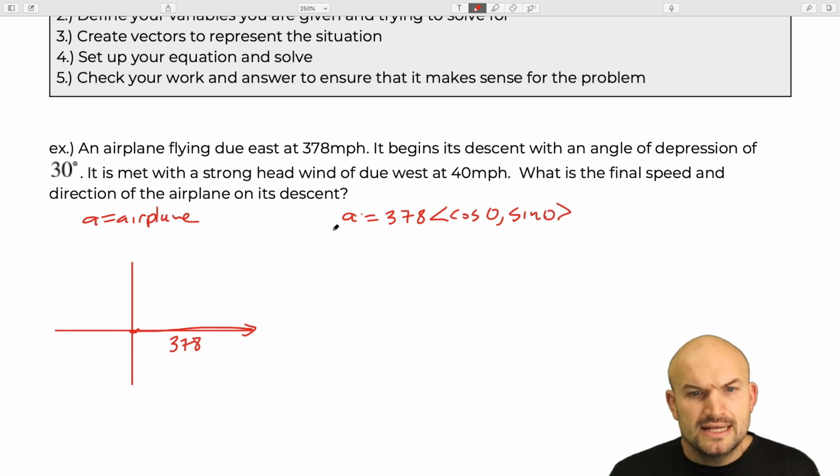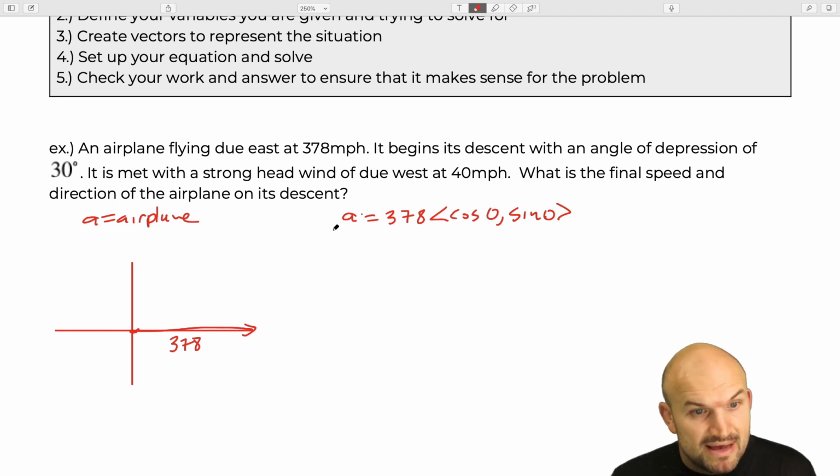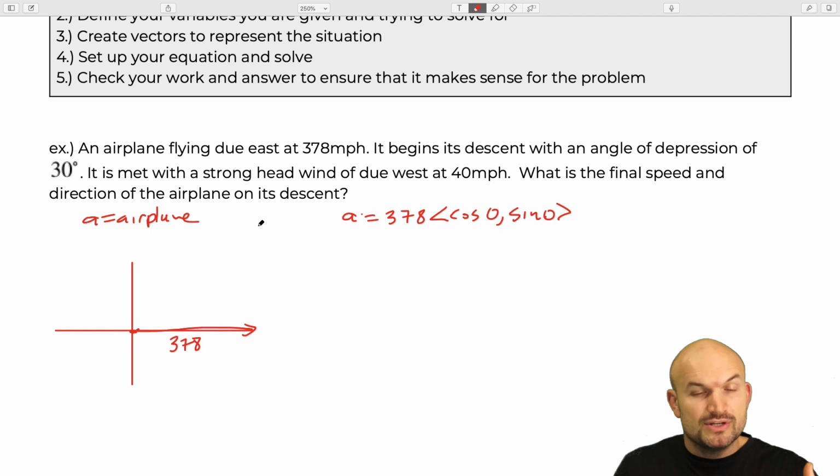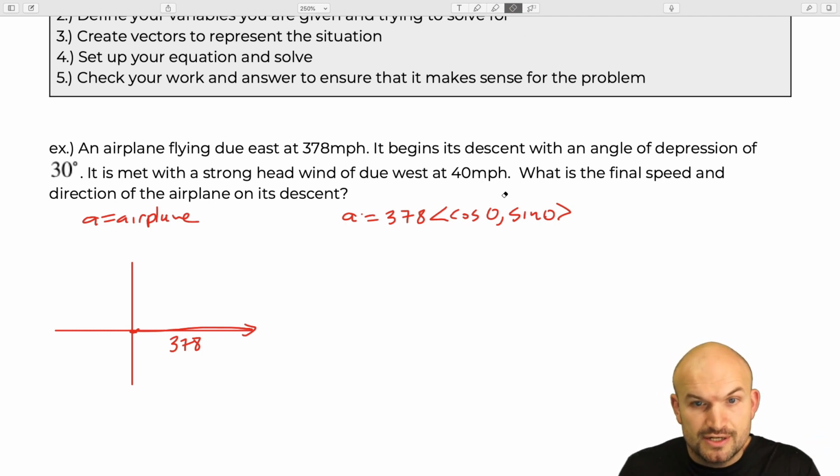All right, and it begins its descent with an angle of depression of 30 degrees. It is met with a strong wind due west at 40 miles per hour. What is the final speed and direction of the airplane? Okay, so this is actually going due east, but it's actually going down at 30 degrees. So we are going to change this here. So I'm actually going to say, all right, so the airplane actually has its descent at negative 30 degrees.